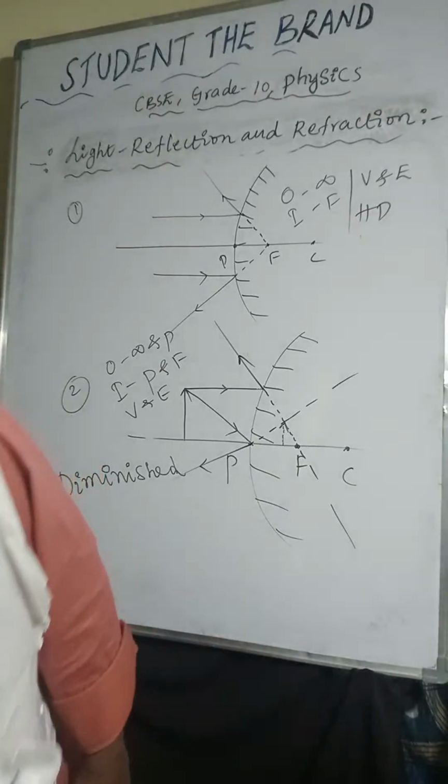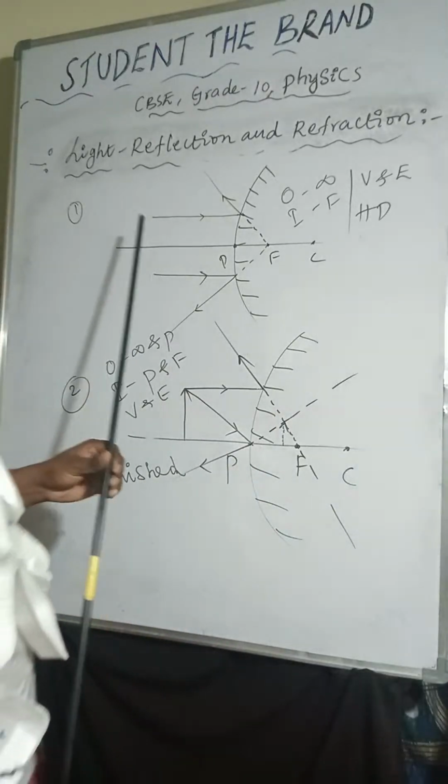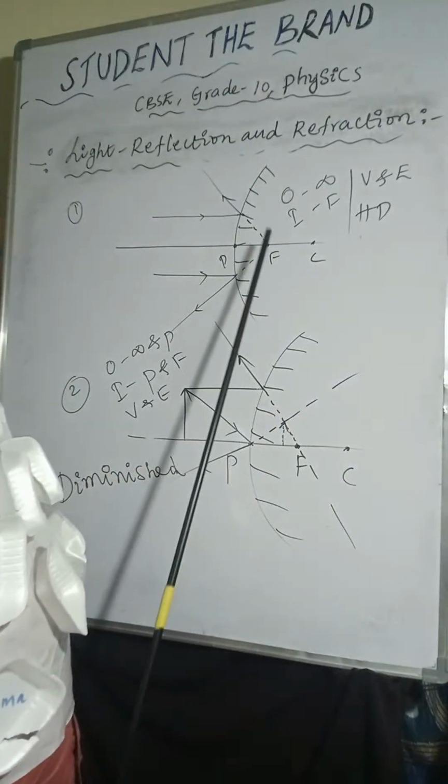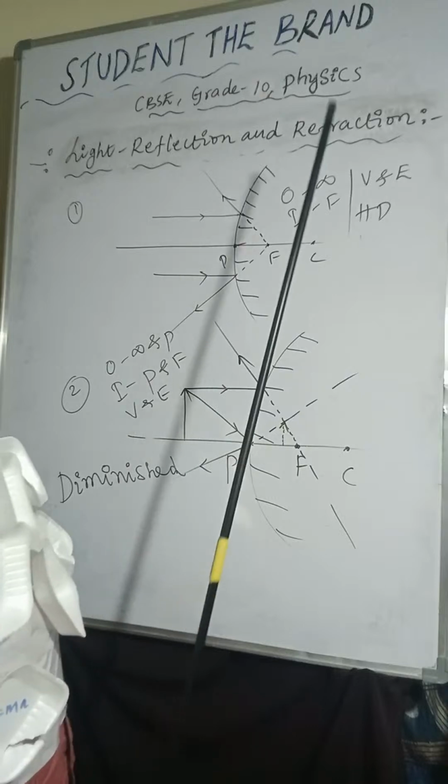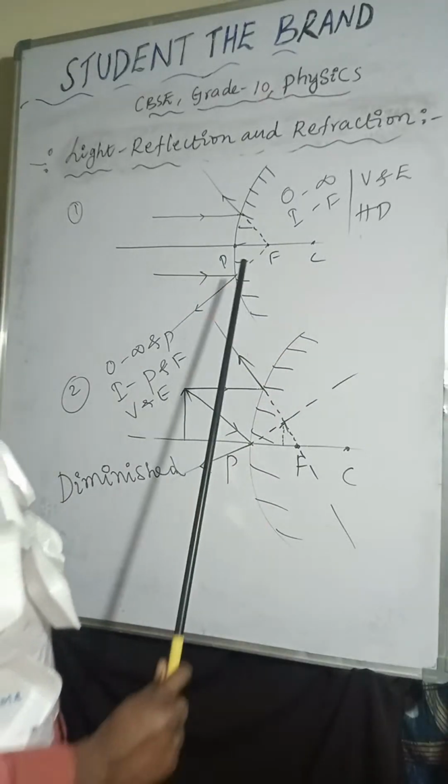Mind blowing. Okay, great. So here, the object is placed at infinity. The image is formed at focus. What is the nature of the image? Virtual, erect, and highly diminished, because a point size image is formed at focus.